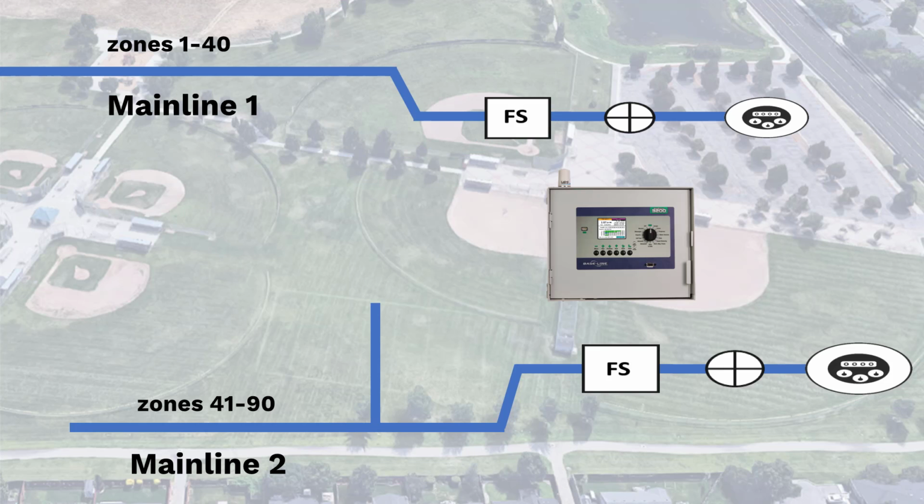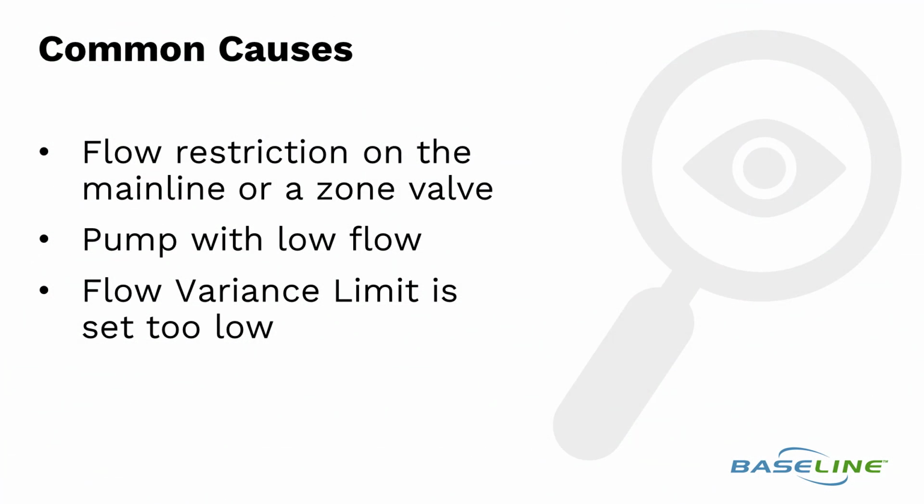Mainline 2 isn't impacted. A common cause for Mainline low flow variance could be a flow restriction in Mainline 1 or with a zone valve that's connected to Mainline 1. On systems with a pump, there may be a low flow. Or perhaps the flow variance limit is just set too low.